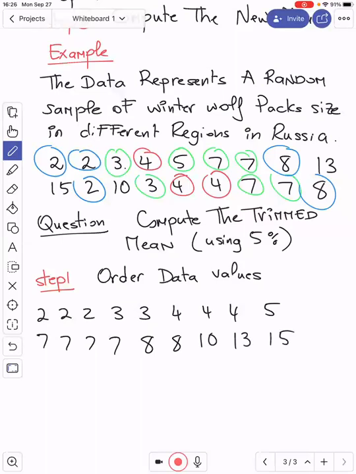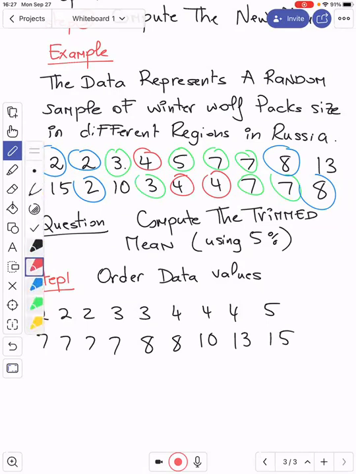All right. So how many? Just to make sure that I didn't miss anything. 1 2 3 4 5 6 7 8 9. Yes, 9 times 2, that will be 18. Perfect. Okay. So I just ordered my data values.